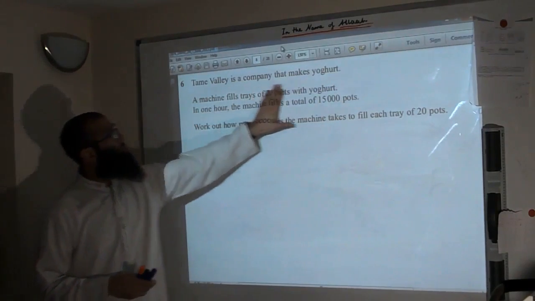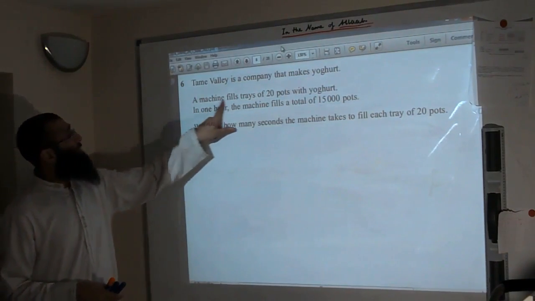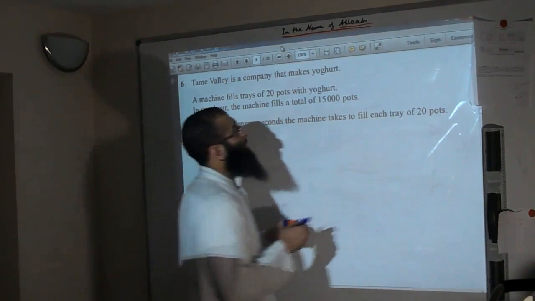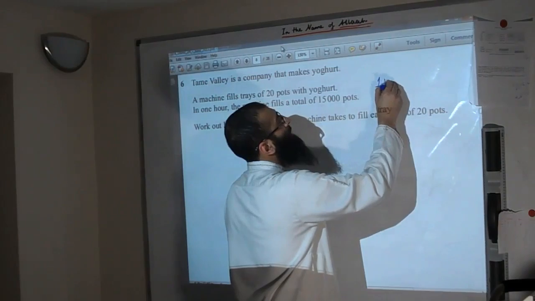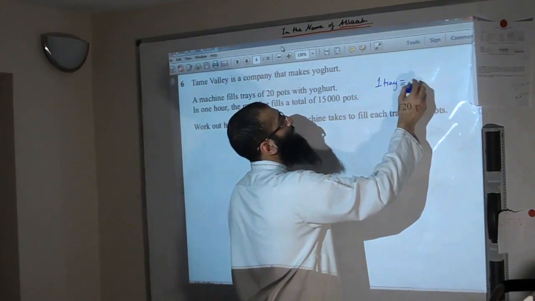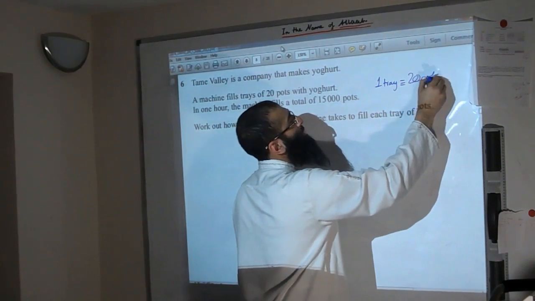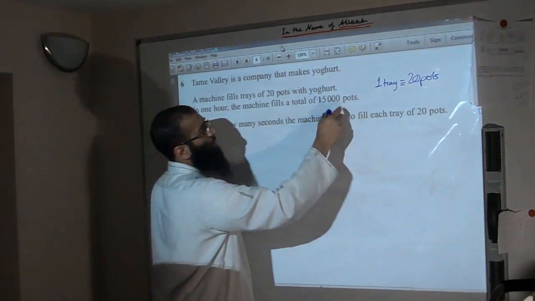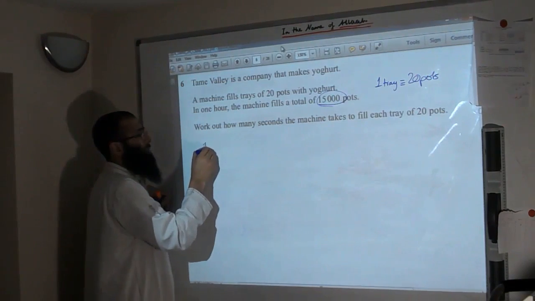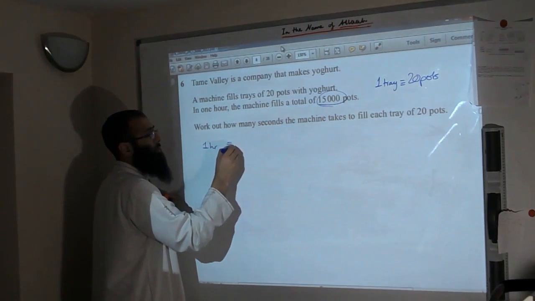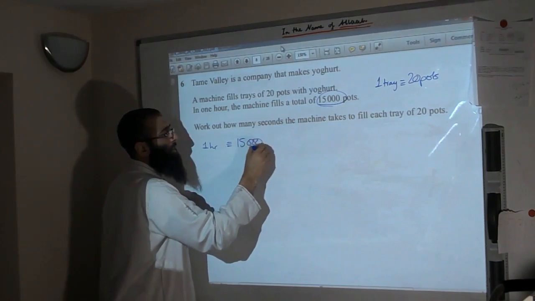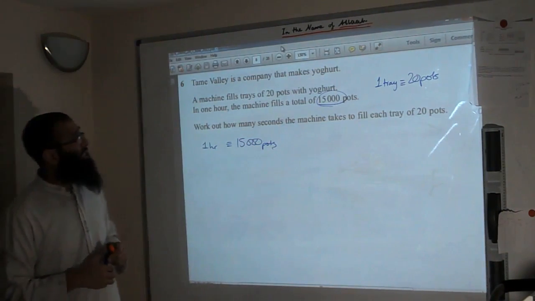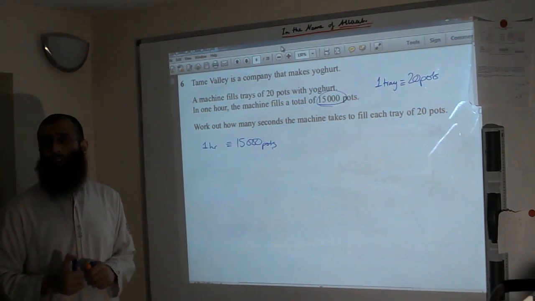Thankyou Zhong is a company that makes yogurt. A machine fills trays of 20 pots with yogurt. One tray has 20 pots. Mr. Ramiz, are we paying attention? So one tray is equivalent to 20 pots. In 1 hour, the machine fills a total of 15,000 pots. So 1 hour is equivalent to 15,000 pots. Work out how many seconds the machine takes to fill each tray of 20.